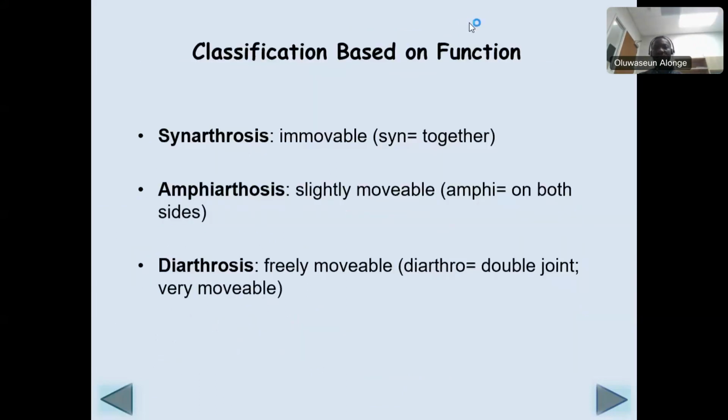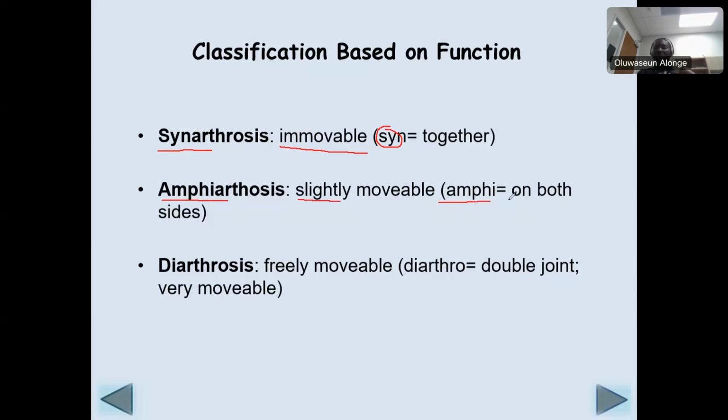First I'll look at classification based on function. So we are looking at the degree of movement of the joint. There is synarthrosis, which allows no movement, because think about it, it is synchronized together. So they are immovable joints. Then we have the amphiarthrosis, which allows slight movement. Amphi means that they are joined on both sides.